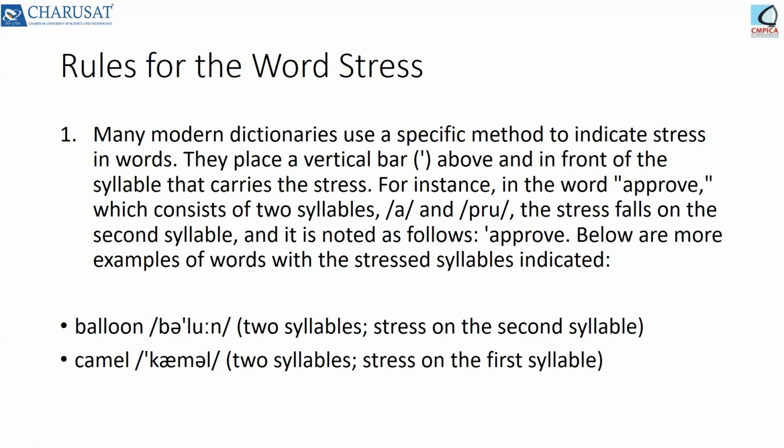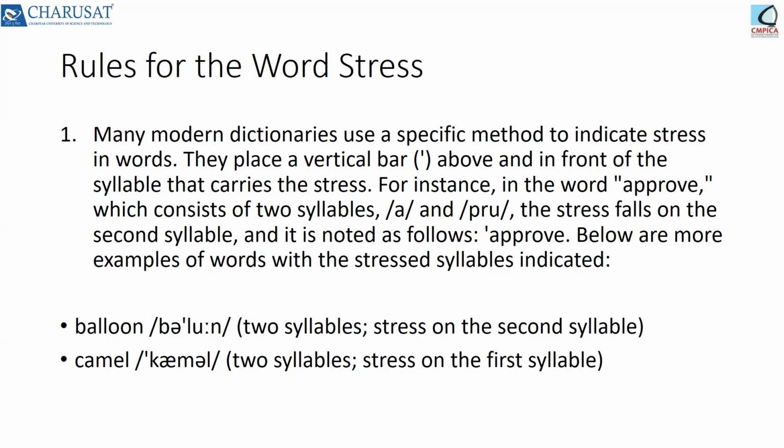So many modern dictionaries use a specific method to indicate stress in a word. They place a vertical bar above and in front of the syllable that carries the stress. Okay. So how do we identify that there is stress here? So there is this vertical bar that is put in front of the, can you see the cursor moving on the screen? This bar, this one particular line, such as in the word balloon, you will see it right in front of the L. This is called a word stress. Okay, this is how we put it into the written format.